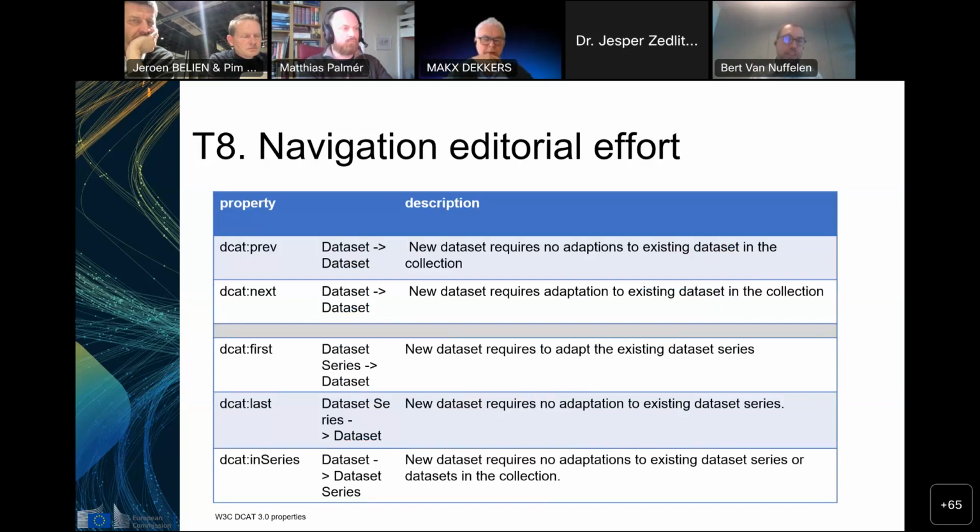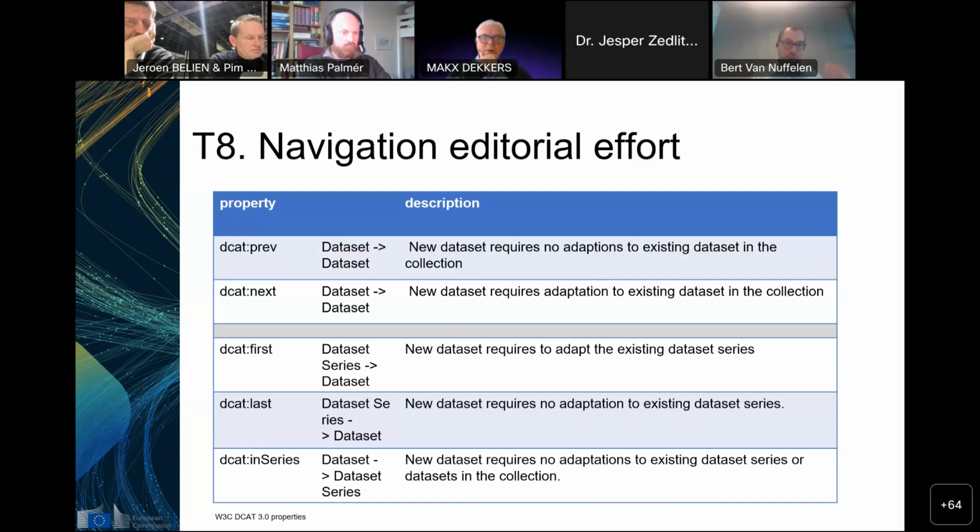To give you an overview, for each property, what is the effect and what is the case when we add a new data set to the collection. In case of previous, DCAT-prev, if you add a new data set to the collection, you actually have no adaptation to any of the existing data sets. You point from the new data set to the previous one and you're done. So you can use that independently. You don't change other metadata. If you do next, then you actually have to change existing data sets in the collection to point to the new one that you want to add to it. So there's an adaptation of an existing record.